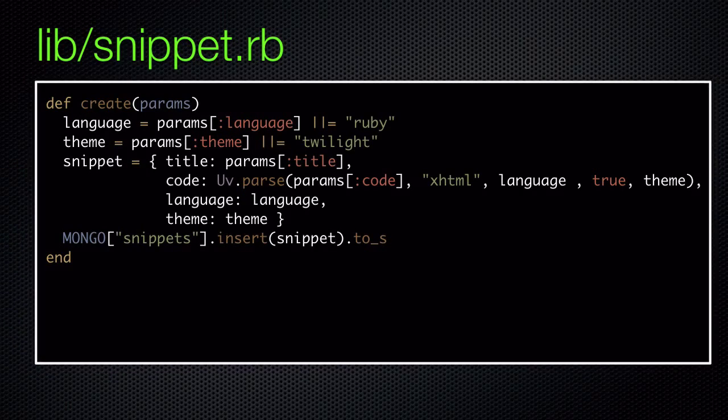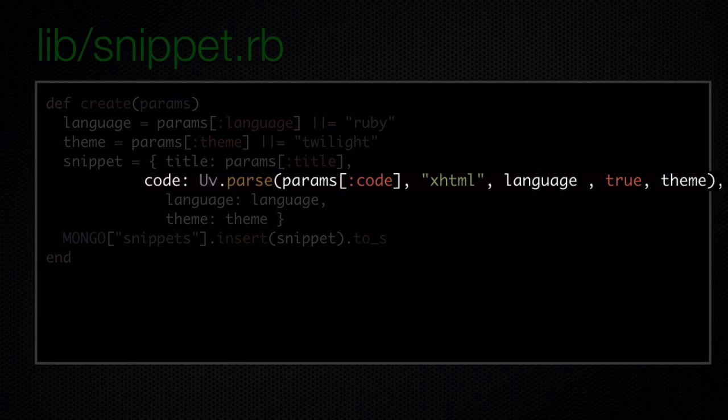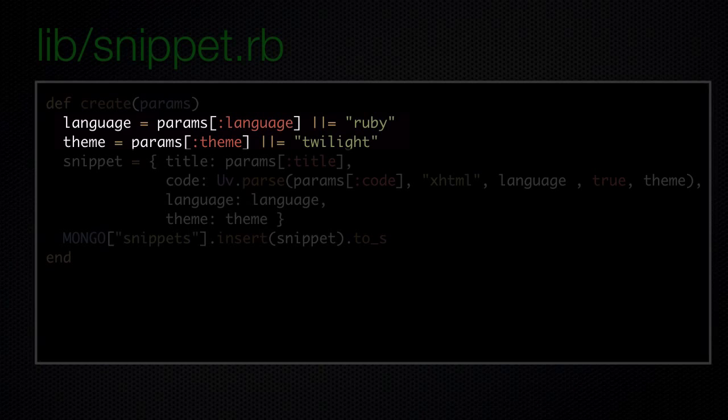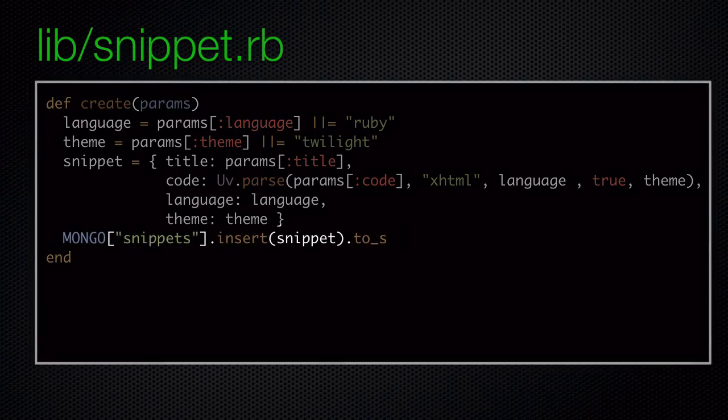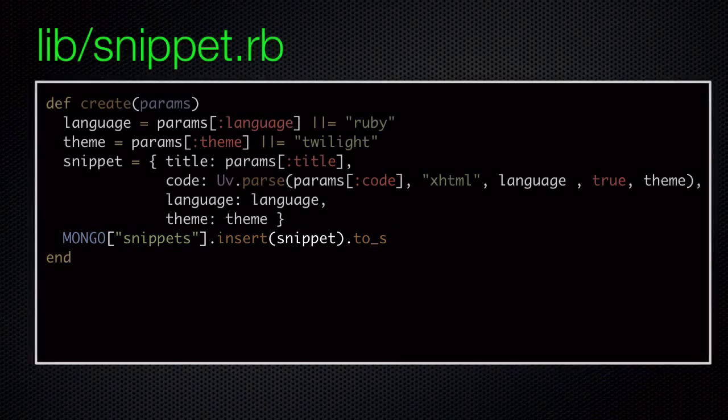This is where the magic really happens. So if you look at the snippet, when we're constructing it, you'll notice that for the code value we are calling the uv.parse method, which takes in the code and the format, the language, and the theme. From looking at the code, you'll notice that my default language is Ruby and Twilight is the theme. And finally, I'm just inserting the snippet to Mongo.